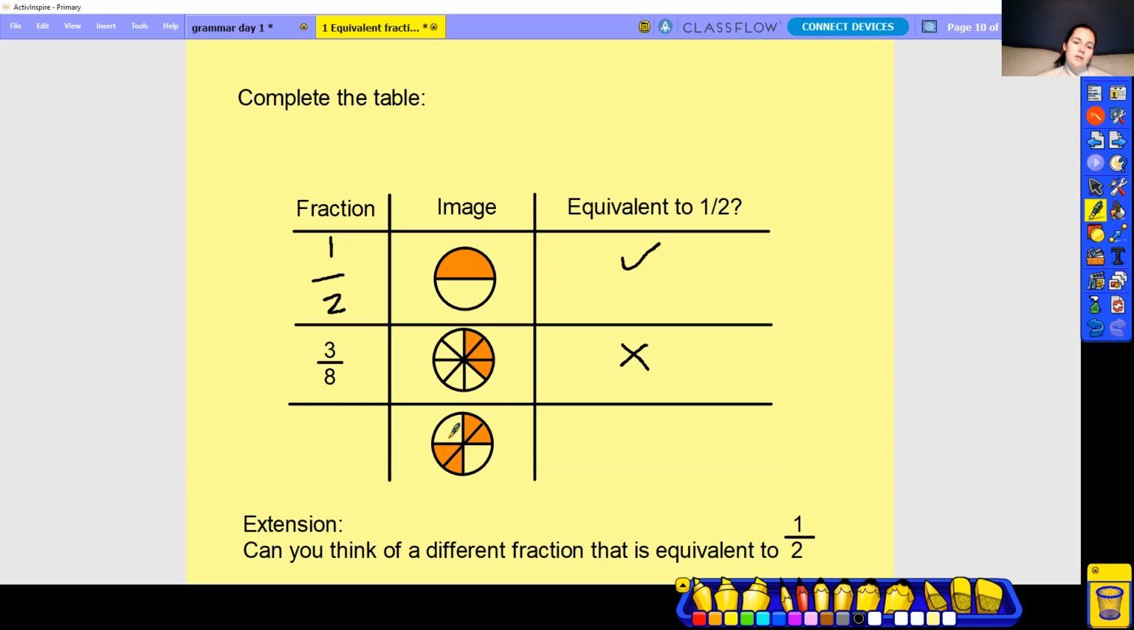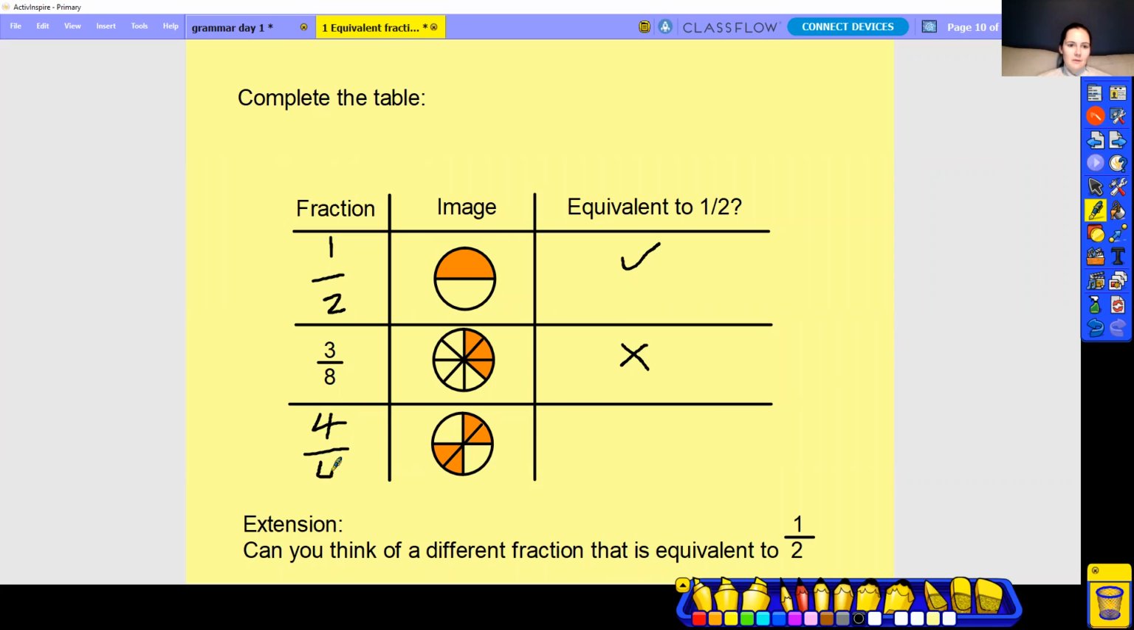So let's have a look at this one. You've got 1, 2, 3, 4, 5, 6, so you've got 6 pieces in total. And you've got 1, 2, 3, 4 shaded. Sorry, I've written my fractions wrong. It's 4 over 6.